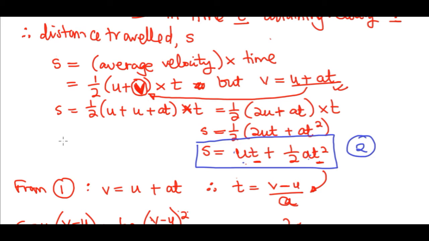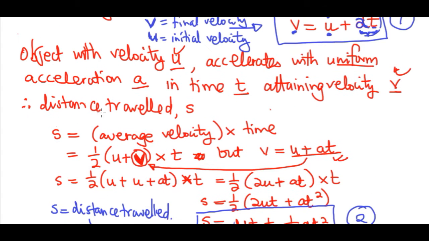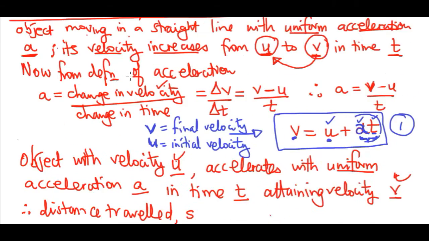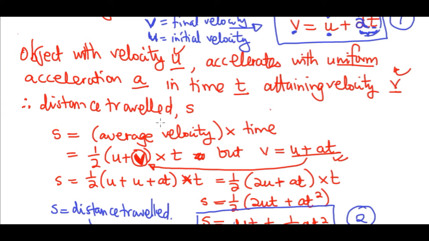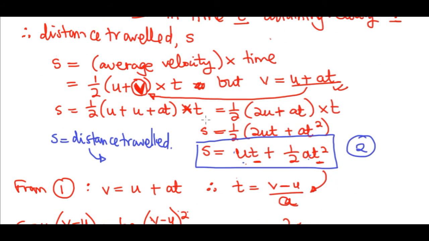In our second equation, the new term that we have introduced is s, which is our distance traveled. Here we do not exactly look at displacement because we are considering objects that are moving in a straight line. So in a straight line, we know where this object is going, and we're just going to talk about distance traveled in the direction of the straight line. So s is equal to ut plus half at squared.